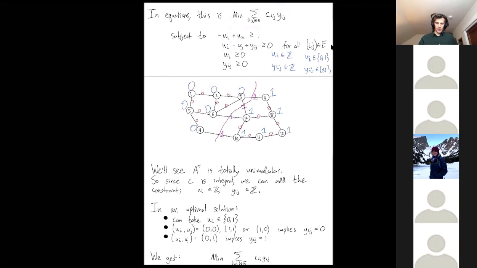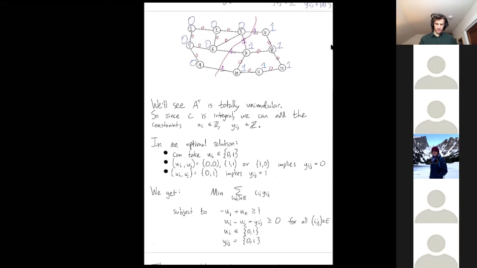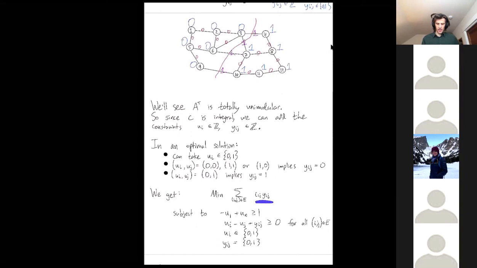So when I write down the same optimization problem, but constrain the variables to be 0 or 1, I get the following. Minimize the sum of capacities for the edges we cut, subject to the source vertex and the sink vertex having to be in different halves of the cut. If I'm cutting between the vertices labeled 0 and the vertices labeled 1, I have to have yij equal to 1. Otherwise, it's 0. And all my variables are now either 0 or 1.